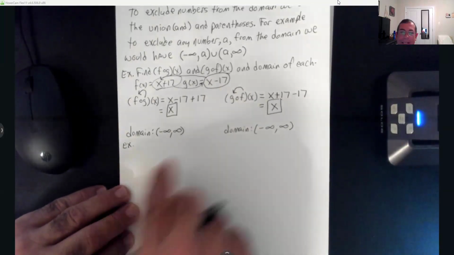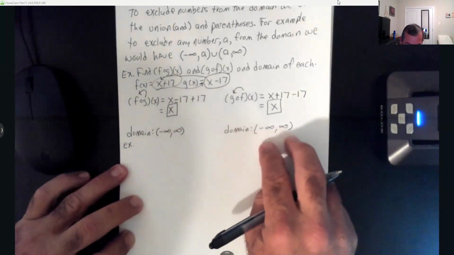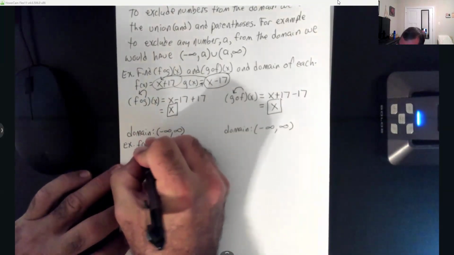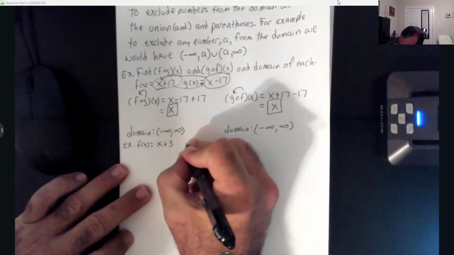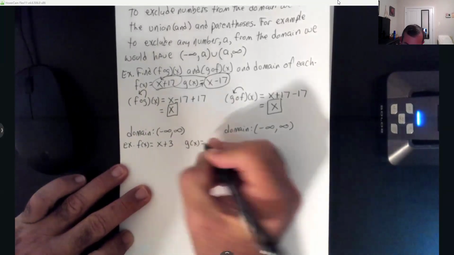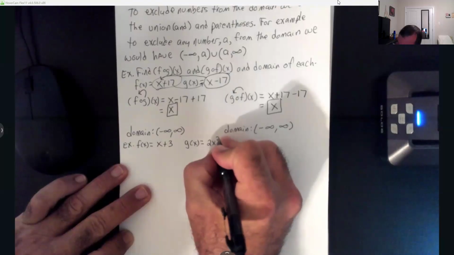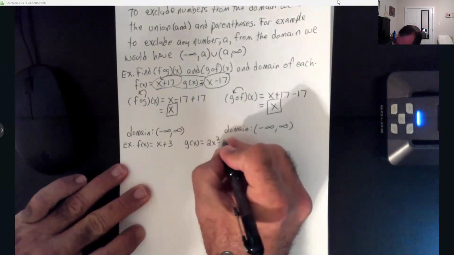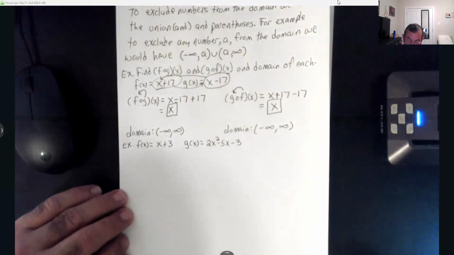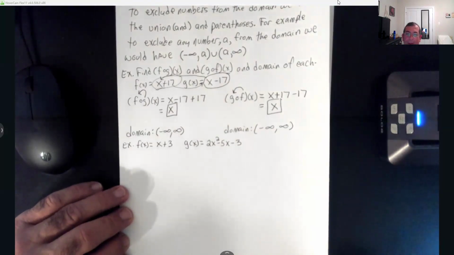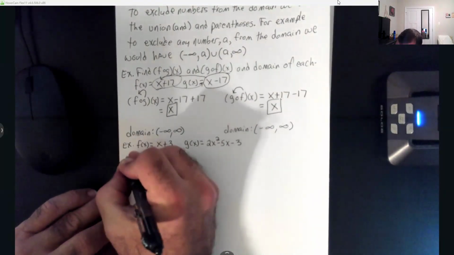Now this one ain't going to be quite as easy just getting the x's on it, okay? So we're doing the same thing, but look here, f of x equals x plus 3. g of x equals 2x squared minus 5x minus 3. Now we'll say one of these will be a little bit trickier than the other, but let me start with f composed g.